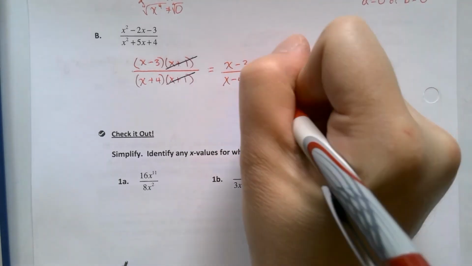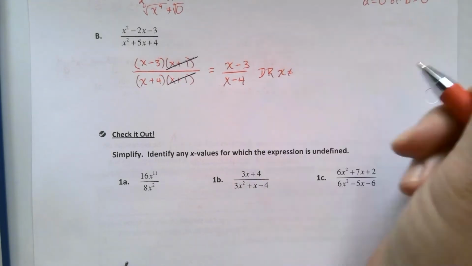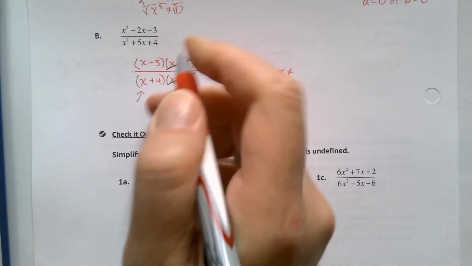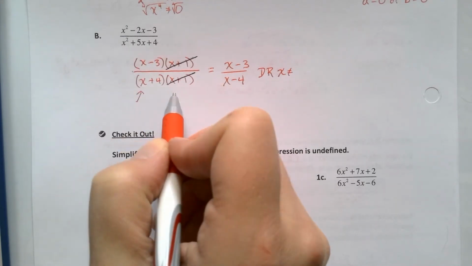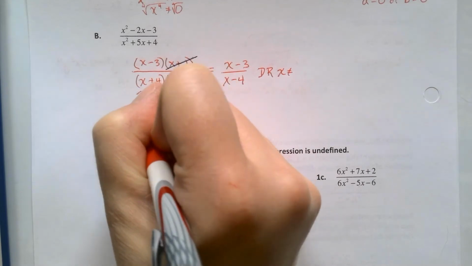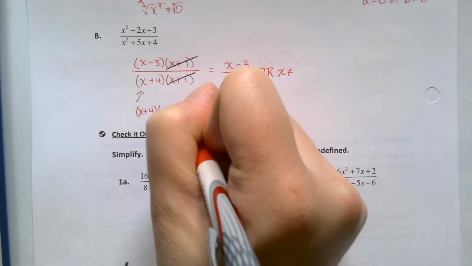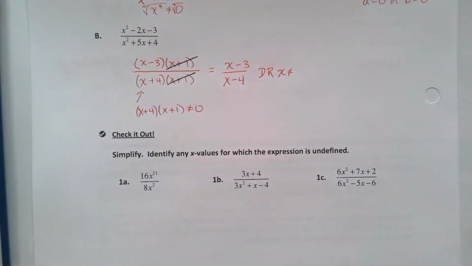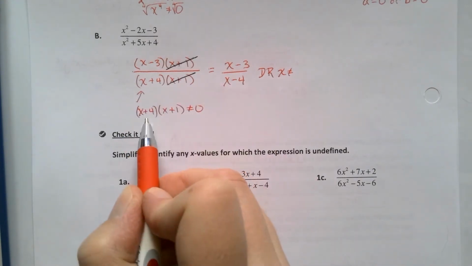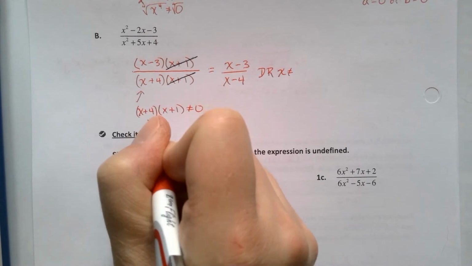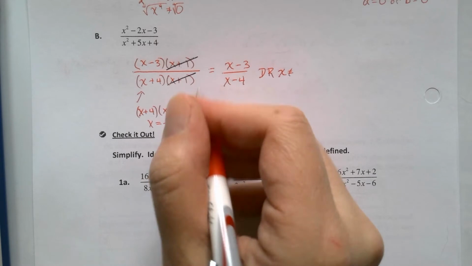My domain restriction, what can't x equal? All right, my domain restriction is coming from my denominator. And so I'm not going to go back to the original denominator. I want it factored because in zero product property we would factor it. So I have x plus 4 times x plus 1. These are the two things that cannot multiply together and get 0. So what would make this 0? What would make x plus 4 0? If x was negative 4. And what would make x plus 1 0? If x was negative 1.